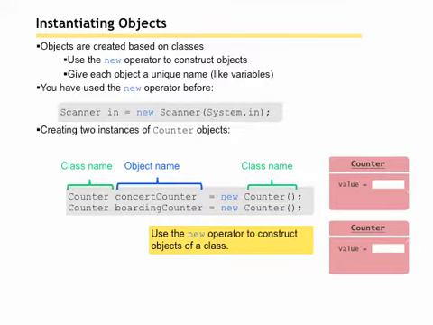We've used the operator new before, as in Scanner in = new Scanner(System.in). Scanner is a class and in is an object of the Scanner class. So if we want to create a couple of objects of the Counter class, we can say Counter concertCounter = new Counter() and Counter boardingCounter = new Counter(). Each of these would have their own copy of the instance field's value.